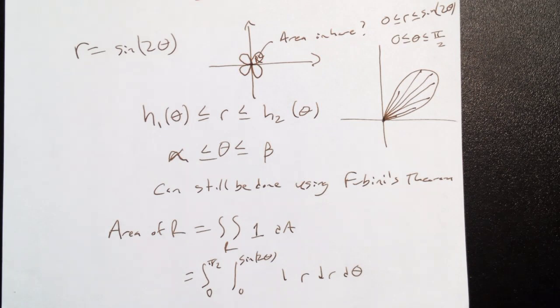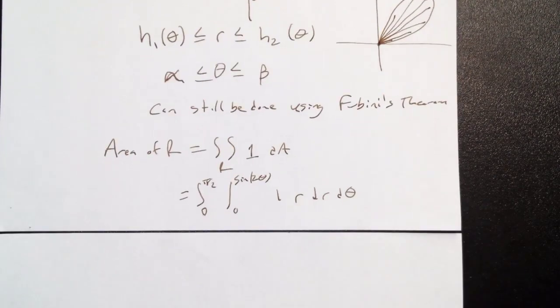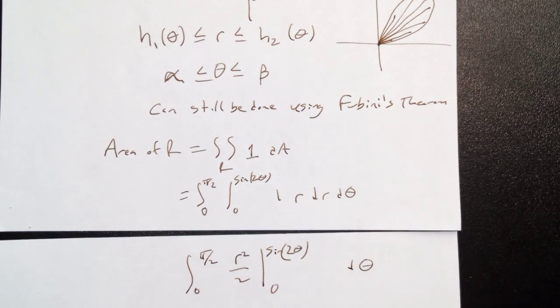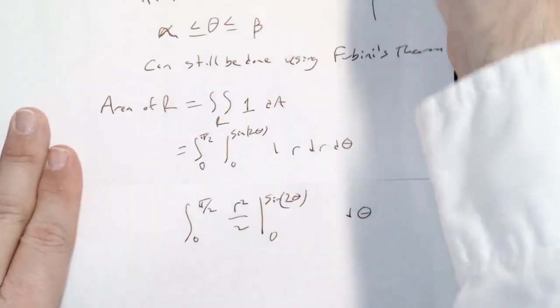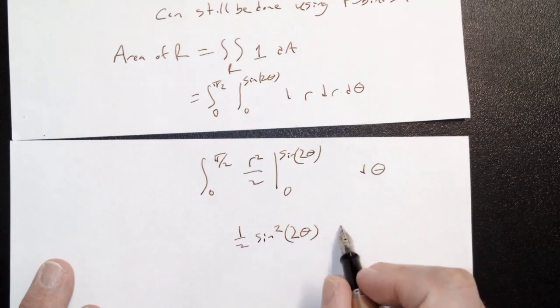Sorry. What's that mean? When I do this integral, what do I get? What's the integral of 1 r dr? Aha! But that means it's r squared on 2 evaluated from 0 to sine of 2 theta. And then that whole thing still has the theta integral outside it, right? So when I do this evaluation, I get 1/2 sine squared 2 theta d theta.